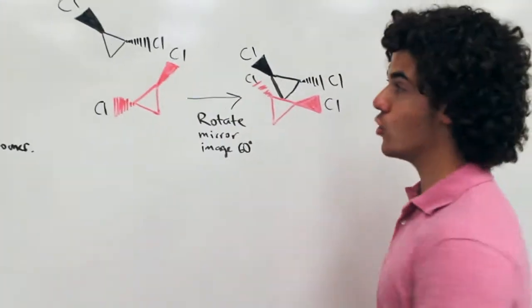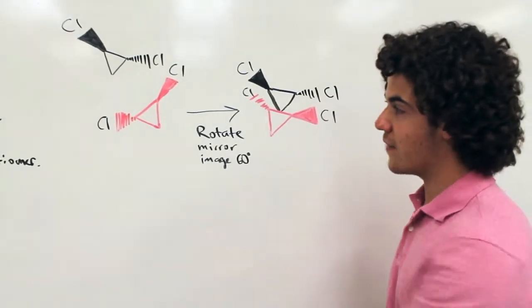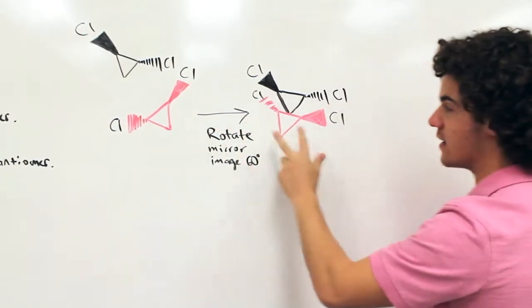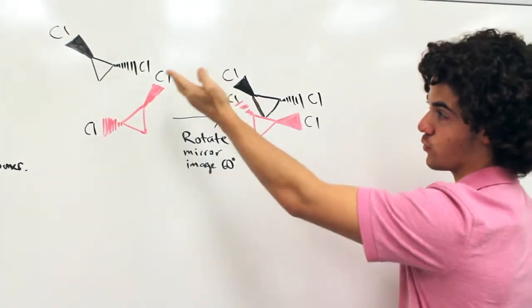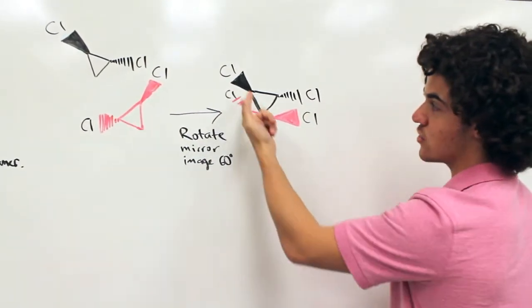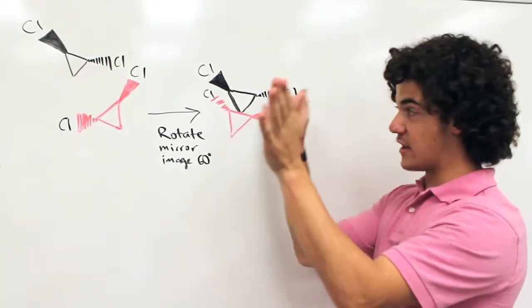Here, in this molecule, we have 2 chlorine substituents bound to the cyclopropane. And this is the mirror image of this. No matter how we rotate the red mirror image, it will never align perfectly with the original molecule. So here we rotate it 60 degrees, and as you see, the wedge and the dash do not line up, because wedge is coming out, dash is going in.